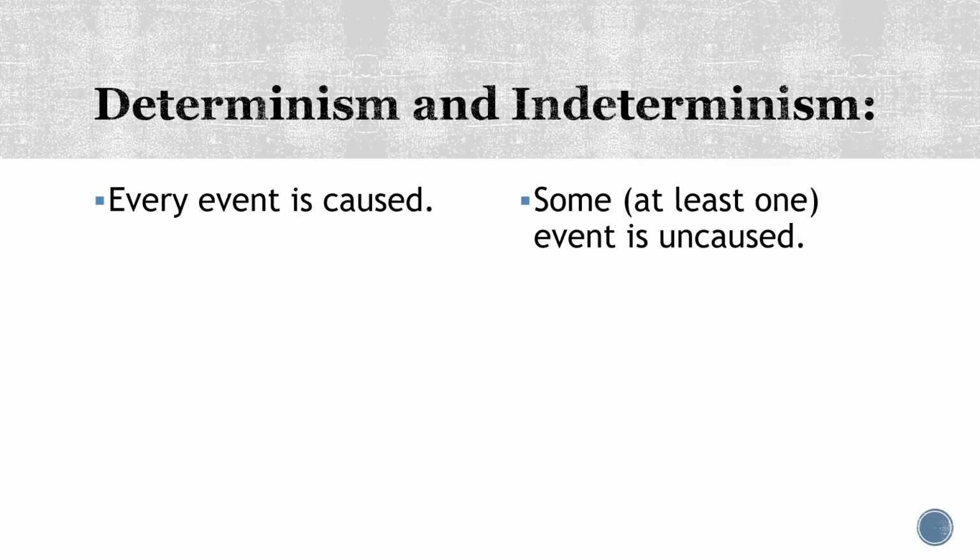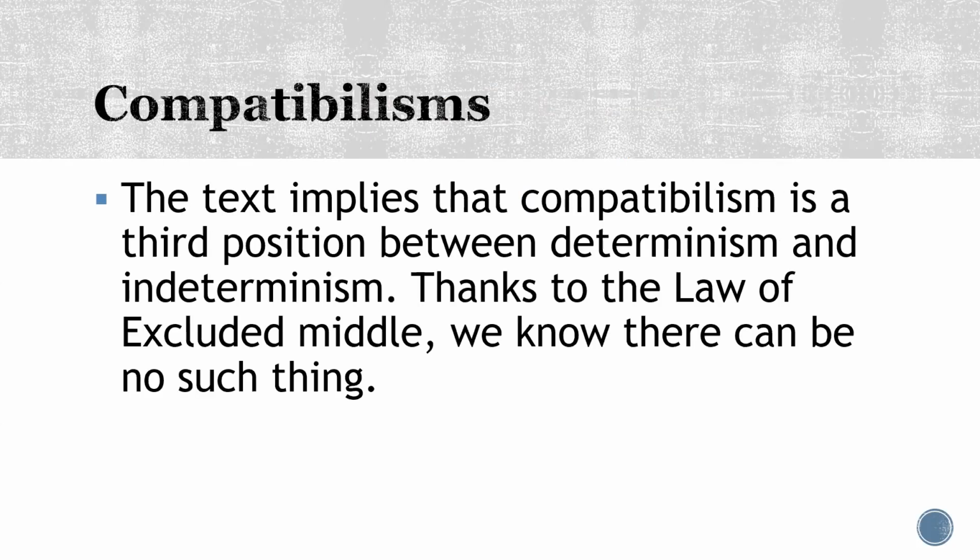If no events are caused, well, indeterminism is still true because at least one isn't caused in that case. So if they're all caused, it's determinism. If they're not all caused, it's indeterminism. Okay, those are the relevant facts of the matter. So there is no intermediate position, and there cannot be, right? One of those two things has to be true. We don't know which, but one of them has to be true.